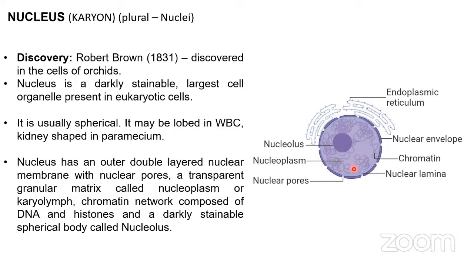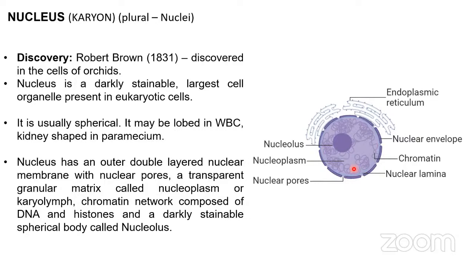So, in short, what is present in the nucleus? The nucleus is a double membrane structure. The outer one is known as the outer nuclear membrane, and the inner one is known as the inner nuclear membrane. Then there are pores present in the nuclear membrane. These pores are known as the nuclear pores. The fluid which is filled inside the nucleus is known as the nucleoplasm. And beside this, there is a structure which is called the chromatin.